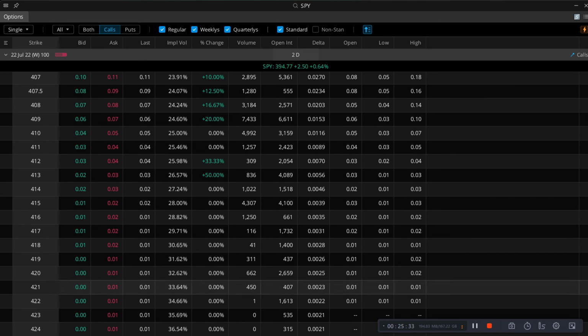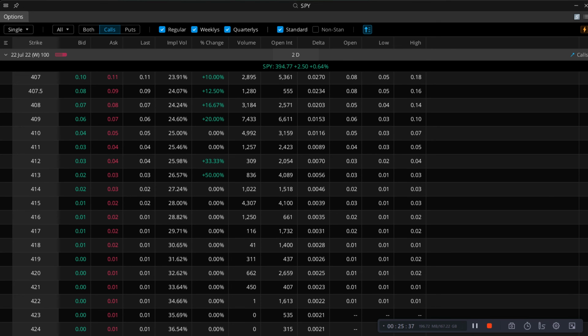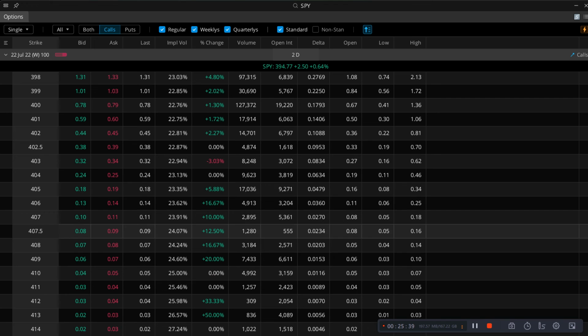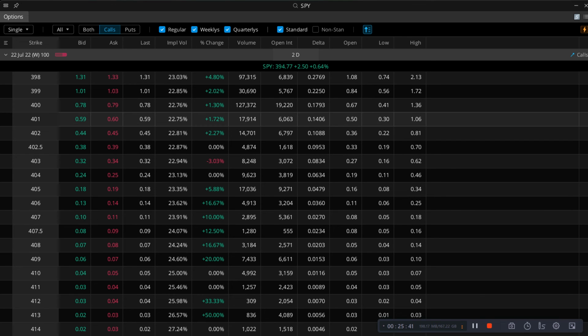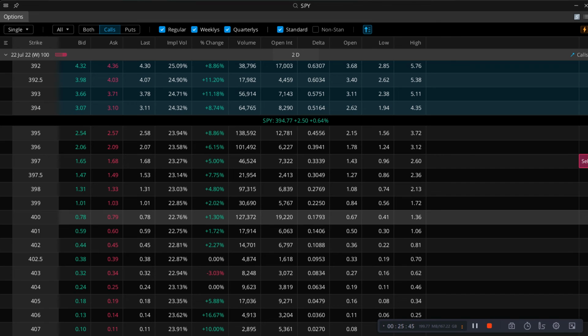Obviously, you want to play with something that has a lot of volume. These contracts have almost no volume. But contracts like these have volume, 17,000, 127,000, right? I would play these options because these would move pretty frequently. It has a higher chance of moving.